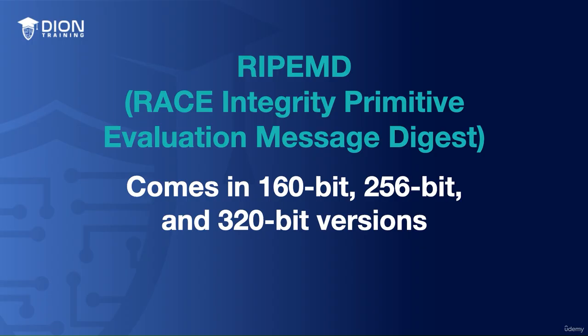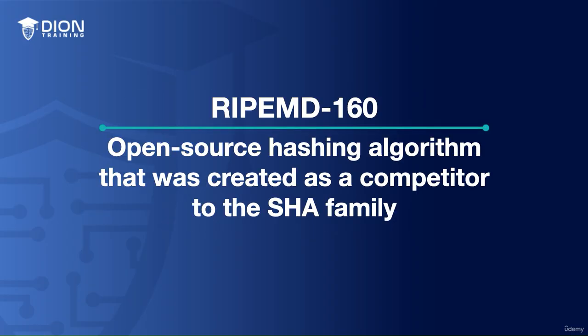Now, the third algorithm we have to talk about is the RIPE-MD hashing algorithm. Now, RIPE-MD stands for the Race Integrity Primitive Evaluation Message Digest, or RIPE-MD, and it comes in 160-bit, 256-bit, and 320-bit versions. Now, with the 160-bit version, this is going to be the one that is most commonly used, and you'll hear people talking about this as RIPE-MD-160. Now, RIPE-MD-160 is considered to be an open-source hashing algorithm that was created as a competitor to the SHA family of hashes, but it really hasn't gained the same level of popularity that the SHA family has.